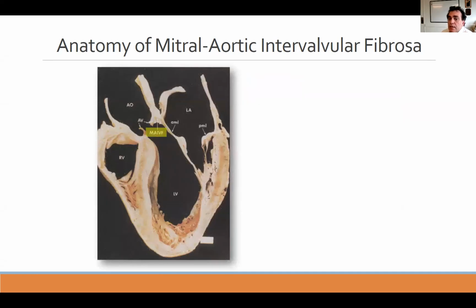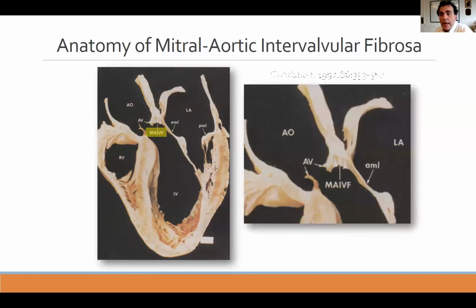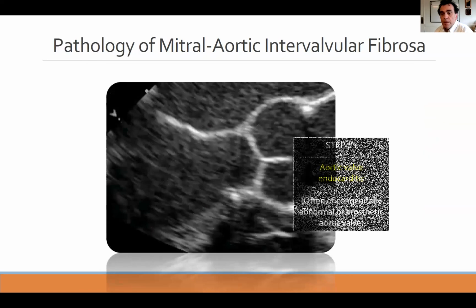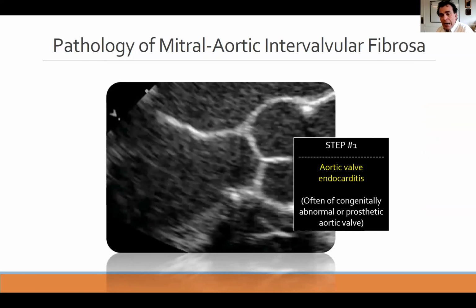And then if you look at this autopsy specimen, the intervalvular fibrosa is referred to as mitral aortic intervalvular fibrosa, or MAIF. This is a little bit zoomed image. You see that there is a space between the end of the aortic valve and the onset of the mitral valve. So what are the complications, and how do they occur, of endocarditis of the intervalvular fibrosa?